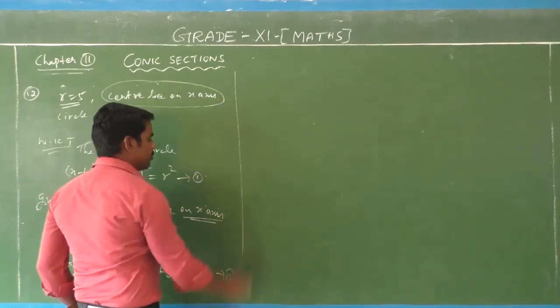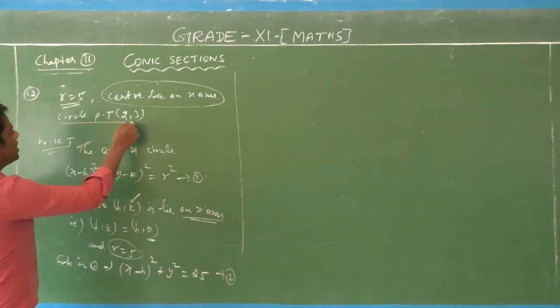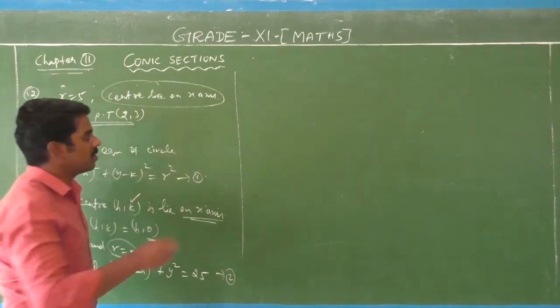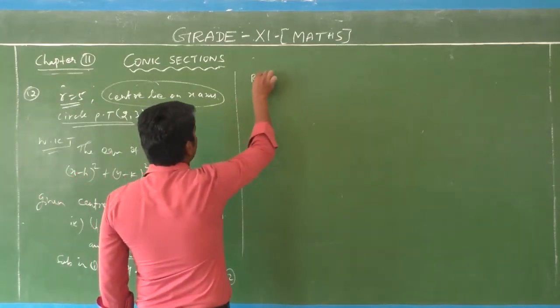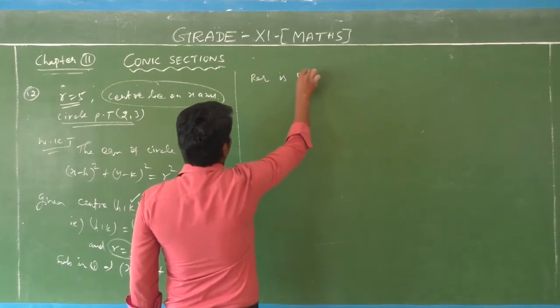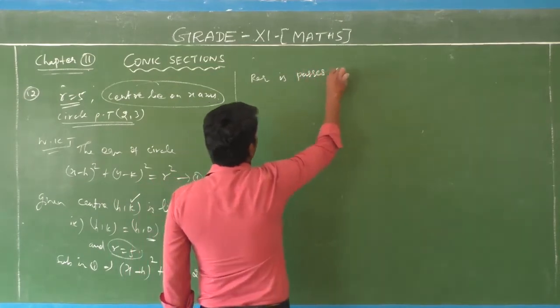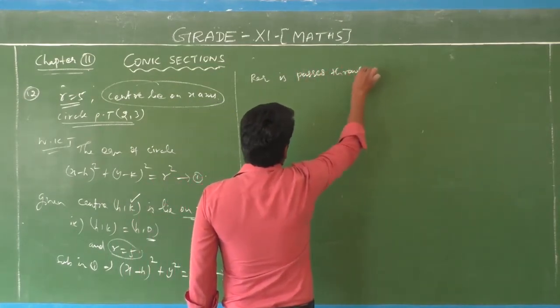And the third piece of information: the required circle passes through (2, 3).